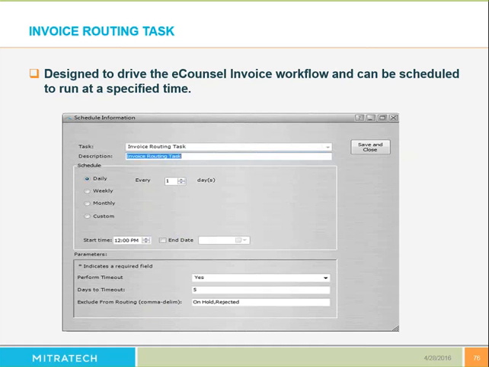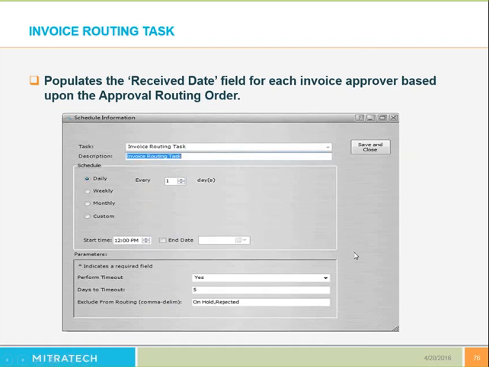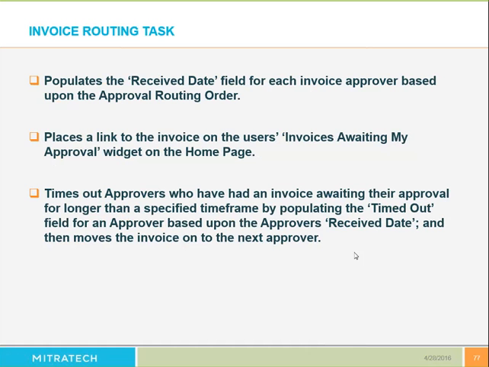The invoice routing task, as I had stated earlier, is the one that's going to route your invoices once this schedule runs. And it will perform a timeout. If you specify to timeout a person, you're going to give them 5 days to approve. If they don't approve within those 5 days, then it'll time them out and move it on to the next person. And what it does is it just basically populates the receive date for the approver. That's what routes it to the user, and it puts it on their homepage widget.